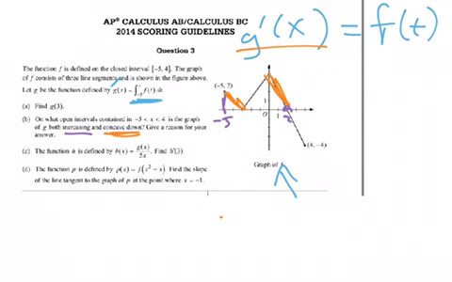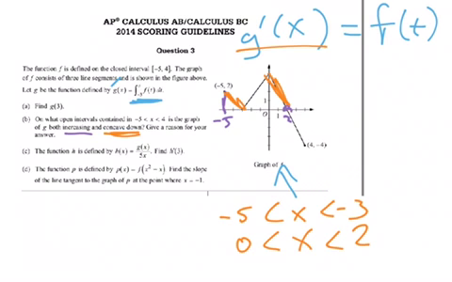So the answer is going to be between -5 and -3, and then between 0 and 2. And there you have it.